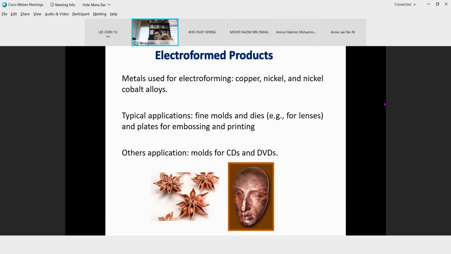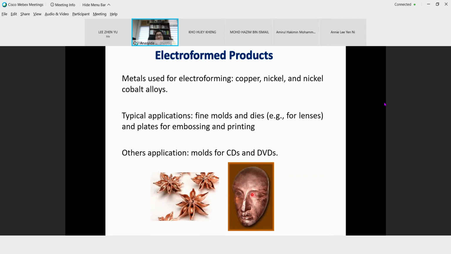So it will follow the shape of the mandrel. So you buat dia macam, kalau you nak buat, tengok ni, contohnya ni muka orang. So you nak buat shape ni daripada plastik, then after that you spray with the conductive, then after that you run the process of electroforming, and they will be deposited of your metal on the mandrel. So after that you separate the coating material from the mandrel. So you get the shape of the mandrel.